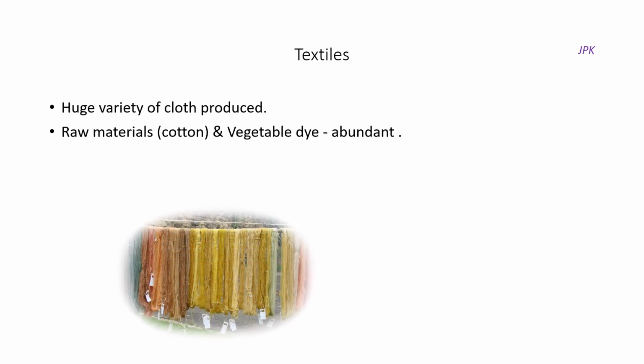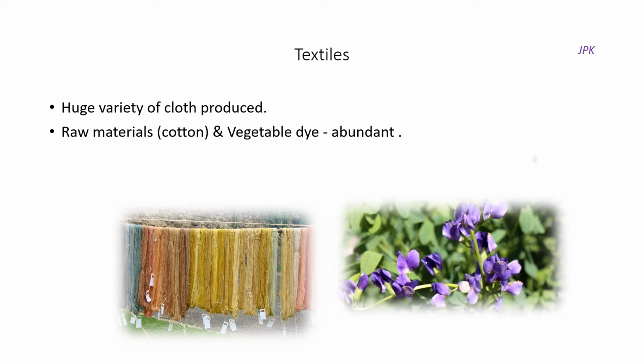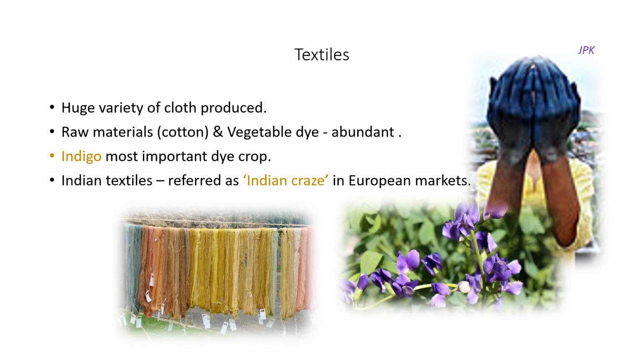A man is not complete without his clothing. A variety of textiles were produced. To make them more colorful, dyes of various colors were prepared. The color blue was derived from a crop called indigo, and indigo was cultivated on a large scale. Indian textiles had great demand in European markets.